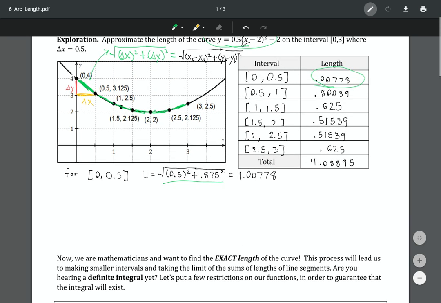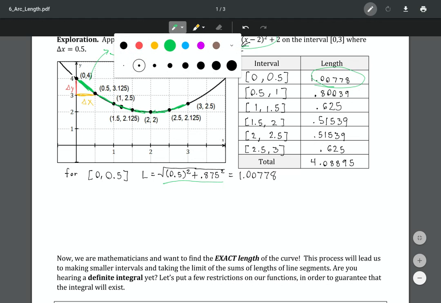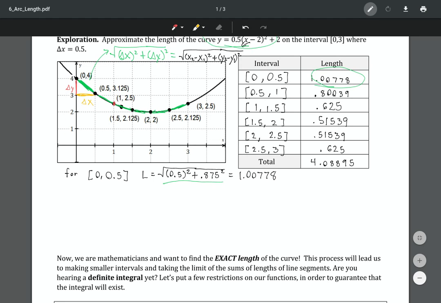Now let's say that we're trying to find the exact length of the curve. How can I get a better approximation, or the exact length? Well, we can have an infinite amount of little sections of lines. I could go back over here and make several tiny little lines, and if I make the length of the lines infinitely small and add all those little pieces together, then I get the exact length of the curve.